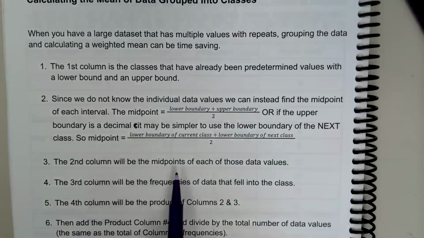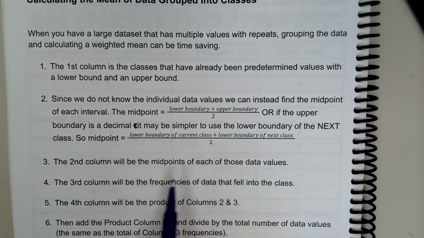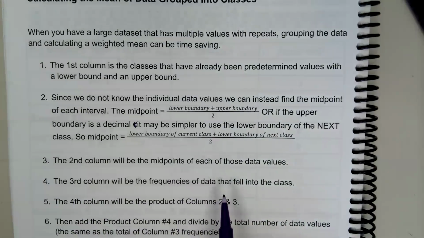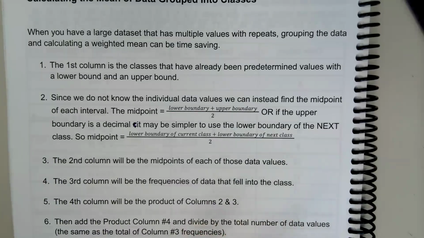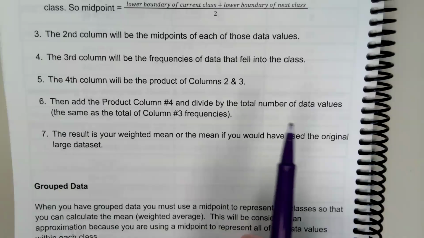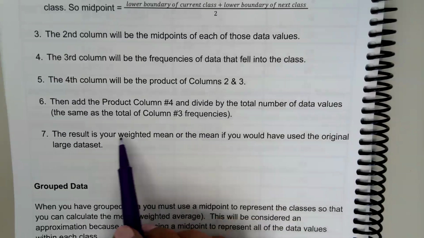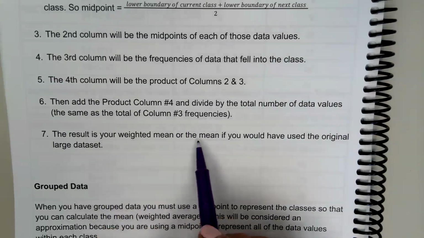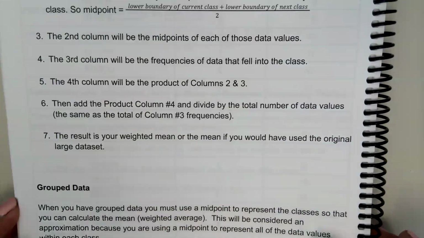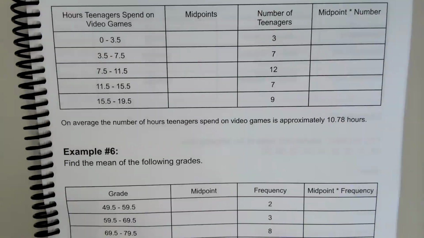Then in your second column, you're going to put those midpoints that you just calculated. The third column will be the frequencies of the data that fell into the classes that you were given. The fourth column is going to be the product of columns 2 and 3, similar to what we did on the prior page. Then you're going to add up all of those products for column 4 and divide by the total number of data values in column 3, your frequencies. The result is your weighted mean, or the mean if you would have used the original large data set. Okay, so let's look at what we have here.